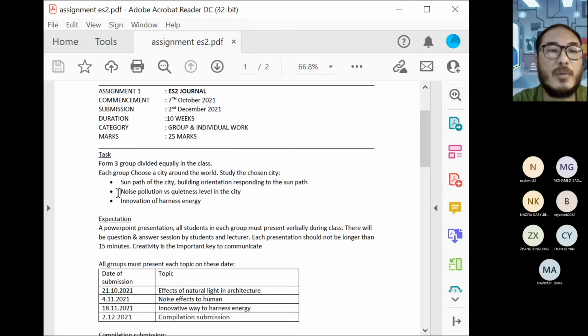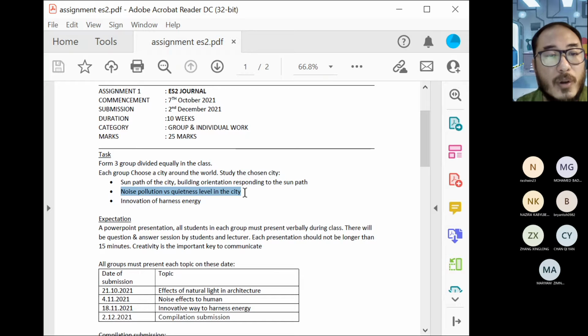And then when you talk about noise pollution and quietness, this is a bit different. You must start with the morning until night. What will be the noise pollution and quietness in the city? Most of the time it is noisy, in general, because people go out for work, so there are a lot of vehicles. And then some cities have trains also contributing to the noise pollution. And then the quietness level, when it is quiet.